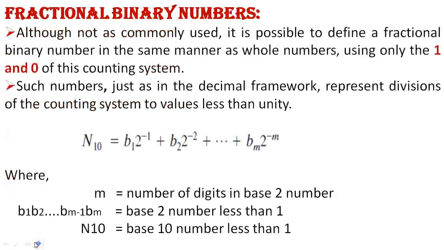Next one is the fractional binary number. Although not as commonly used, it is possible to define a fractional binary number in the same manner as whole numbers, using only the 1 and 0 of this counting system. Such numbers, just as in the decimal framework, represent divisions of the counting system to values less than 1. N10 is equal to b1 times 2 raised to minus 1, plus b2 times 2 raised to minus 2, up to bm times 2 raised to minus m. Here m is the number of digits in the base 2 number b1 b2 up to bm, which is a base 2 number less than 1, and N10 is a base 10 number less than 1.